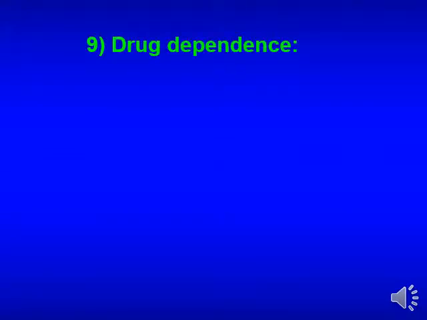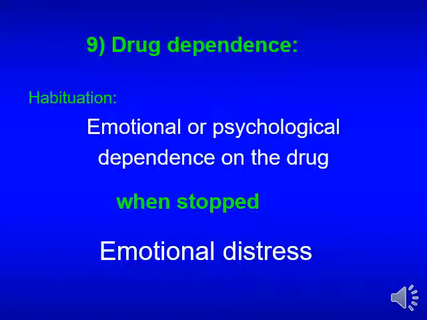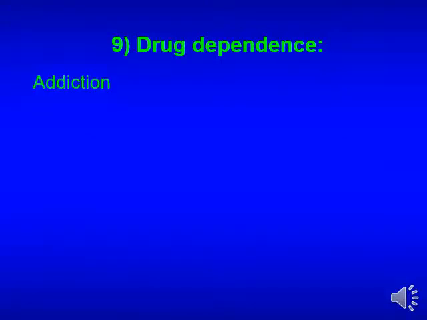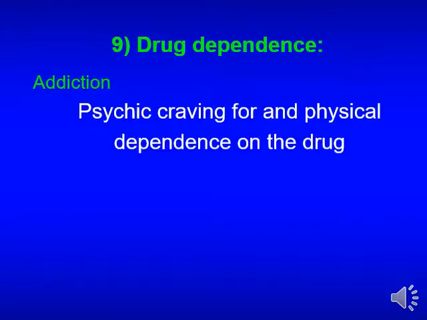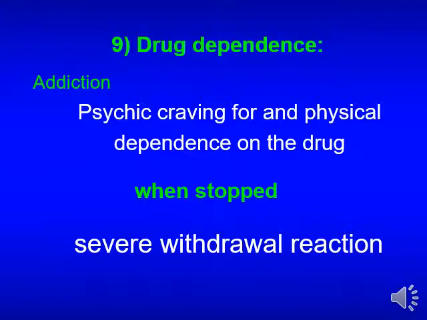Drug dependence. Habituation means emotional or psychological dependence on drug. And when stopped, there is emotional distress. But there is no severe withdrawal. Addiction means psychological and physical dependence on drug. Psychic craving for such a drug. And if this drug is stopped suddenly, it will produce severe withdrawal reaction. For example, heroin and morphine. So, when treating addiction, you have to reduce the dose gradually.